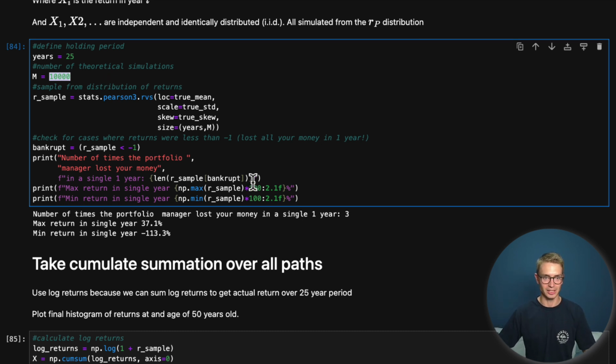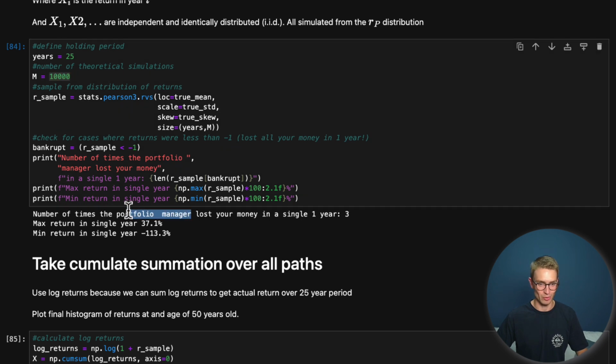So picture 10,000 people, all in consecutive runs, and we had a portfolio manager with the exact same distribution. Only 3 times out of those 10,000 did someone lose all their money in 1 year, which would have been a shame. You wouldn't make it to the end of your retirement at 50 with anything.